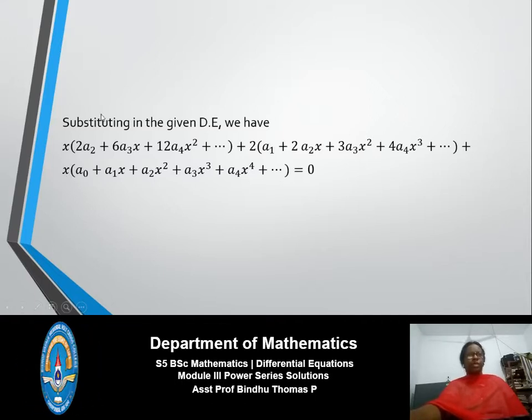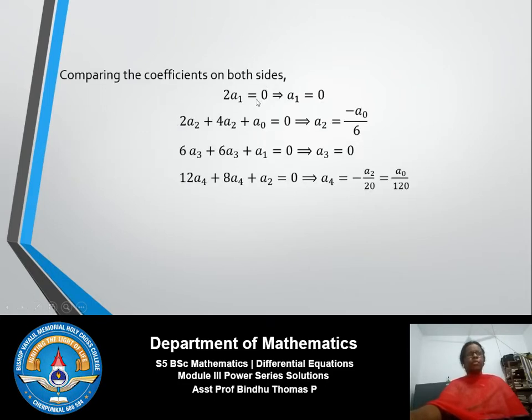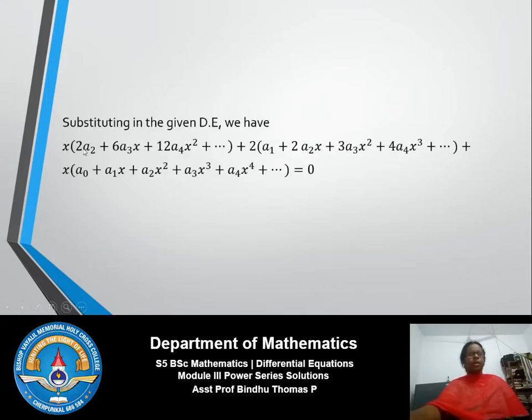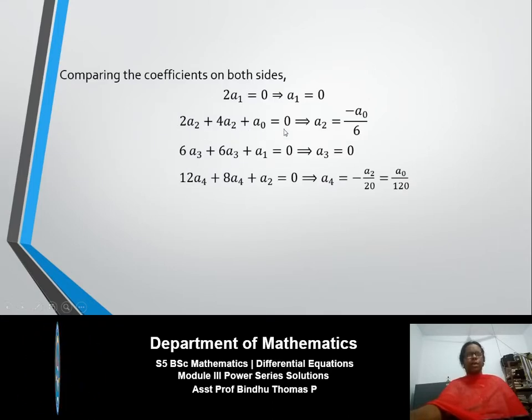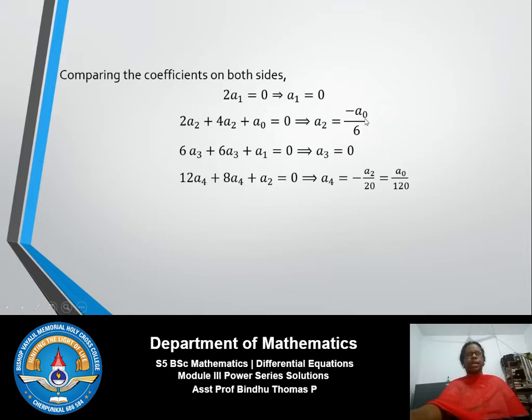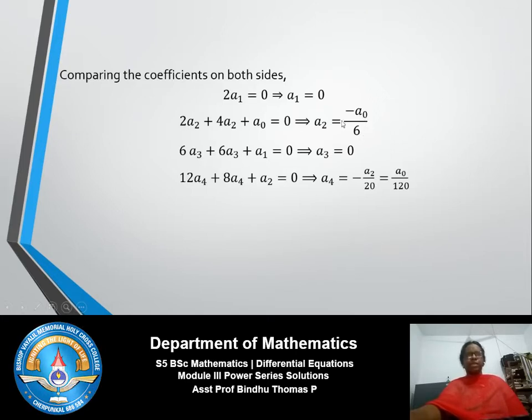So, comparing the coefficients, first we have to compare the constant. After opening the bracket, the only constant is 2a1. So, we have 2a1 equal to 0. 2 is a constant, so a1 equal to 0. Again, compare the coefficients of x. It is 2a2 here, and here it is 4a2, and here it is a0. So, we have 2a2 plus 4a2 plus a0 equal to 0. This implies a2 equal to minus a0 by, here it is 2 plus 4, 6. So, a2 equal to minus a0 by 6.